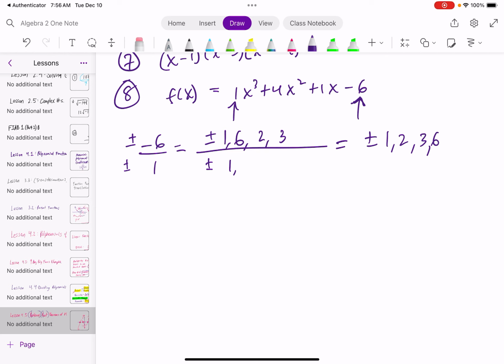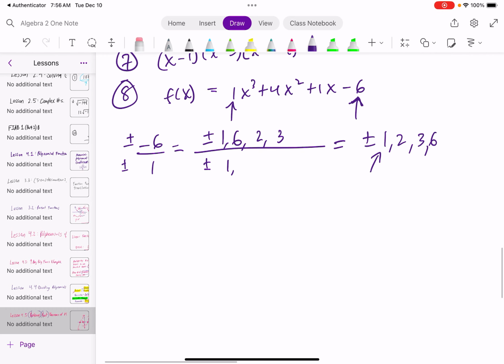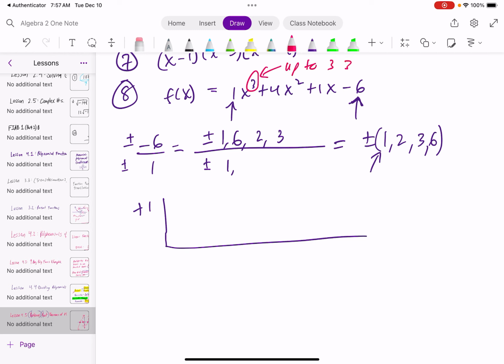Hey, let's try 1. Let's see if that works. It's either positive or minus 1, positive or -2, right? These are all positive or negatives. Let's try positive 1 and see what we get. Not all of them will work, but as you can see, we have up to 3 zeros. And these are the candidates. These are possible, not guaranteed.